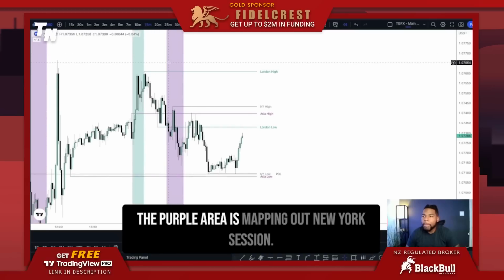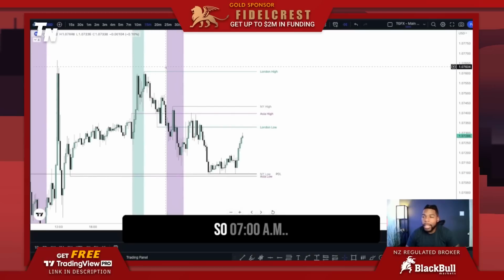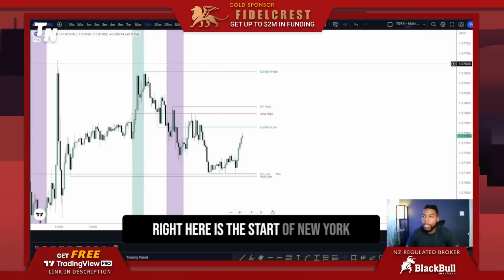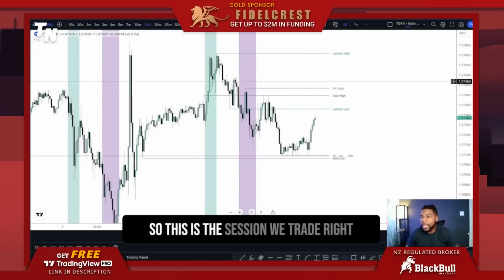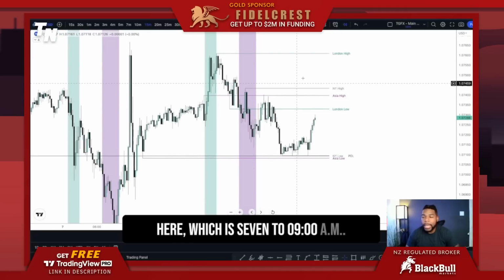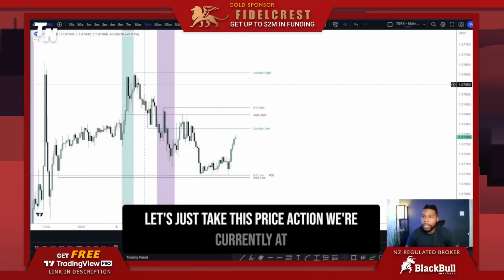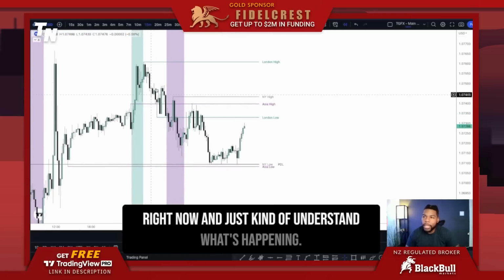The purple area is mapping out New York session. So 7 a.m. right here is the start of New York session going into the rest of it. So this is the session we trade right here, which is 7 to 9 a.m. Let's just take this price action we're currently at right now and just kind of understand what's happening.